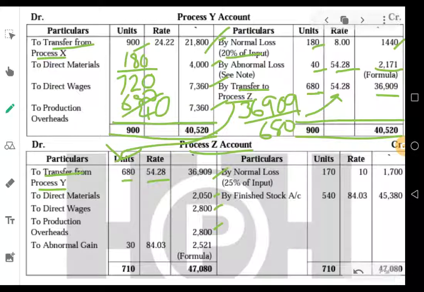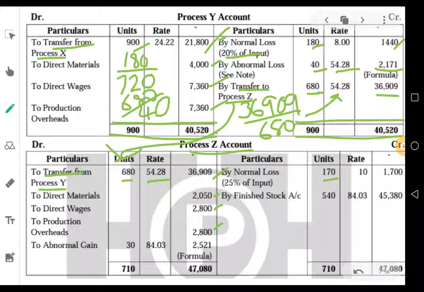25% of input. In this case, input is 680. So calculate 25% of 680, that comes to 170. In the Process Z account, normal loss is 25%. 25% of what? Of the input. What is the input for Process Z? 680. So 680 into 25 by 100, that should be your normal loss, that is 170 units.